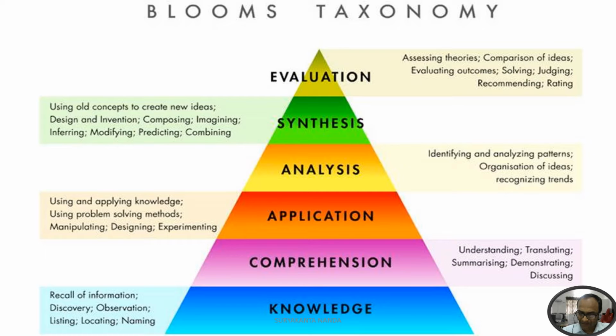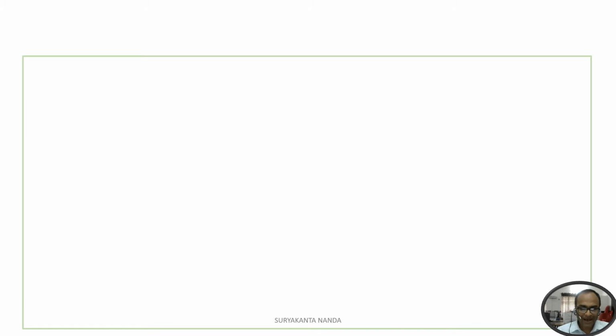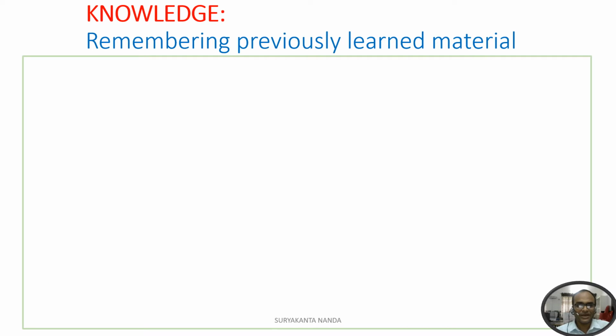Friends, we all have sound knowledge about Bloom's taxonomy. It has 6 different levels named knowledge, comprehension, application, analysis, synthesis and evaluation. Let us discuss them one by one. The first level of Bloom's taxonomy is knowledge, meaning remembering previously learned material.